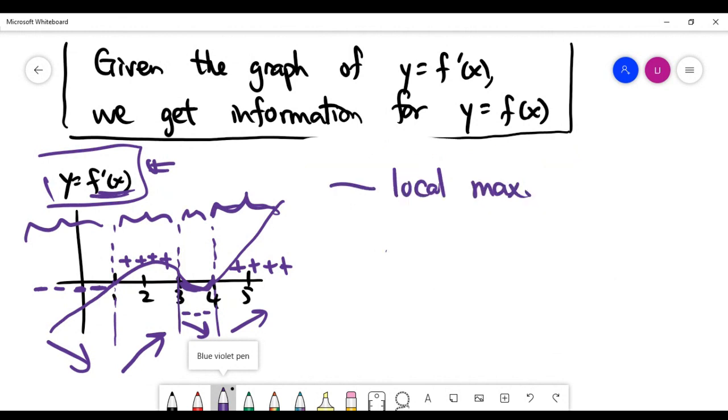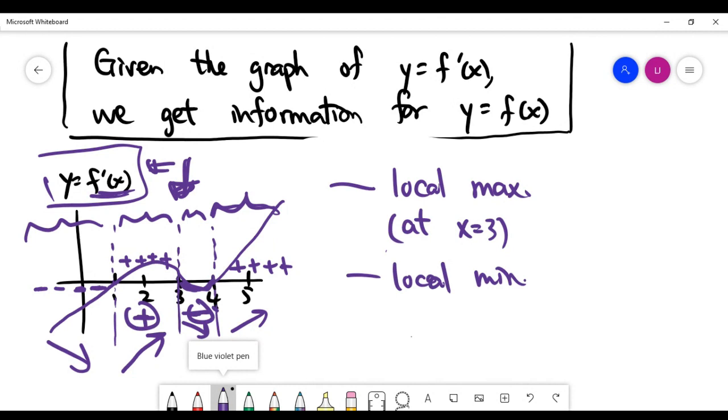So you see the local maximum occurs when f prime changes sign from positive to negative. So let's look at this point. When x is 3, you can see what's happening. The sign is changing from positive to negative, right? For f prime. So it means the local maximum happens when x is 3.